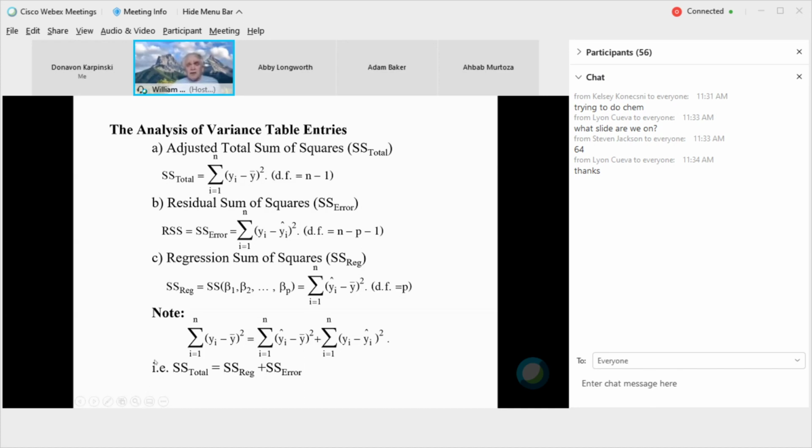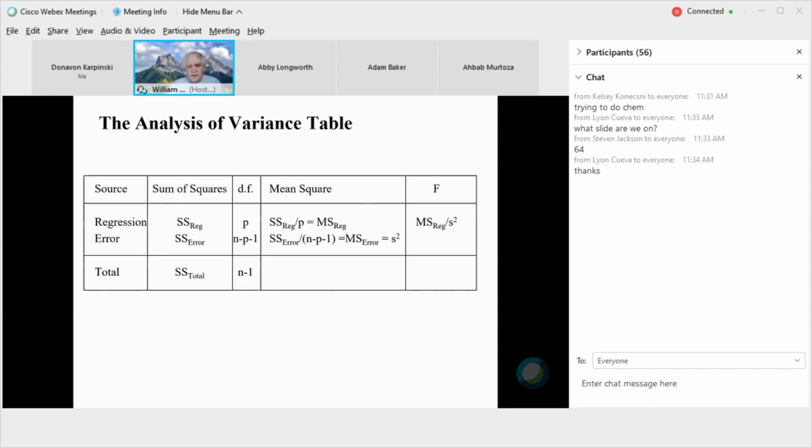If the X values predict exactly the Y values, the total sum of squares and the regression sum of squares will be the same. And the residual sum of squares, the sum of squares for error, will be 0. So these are some statistics that will come out of fitting data. There's the ANOVA table.